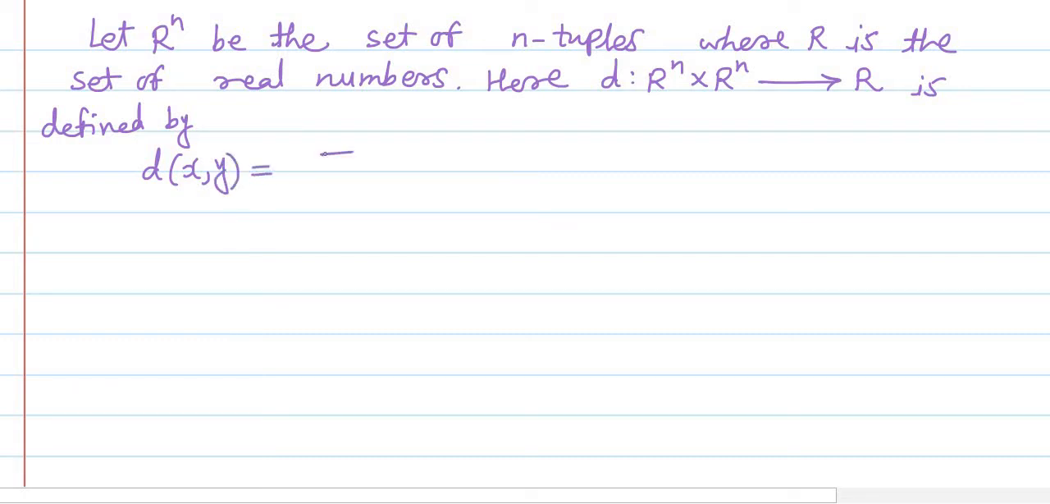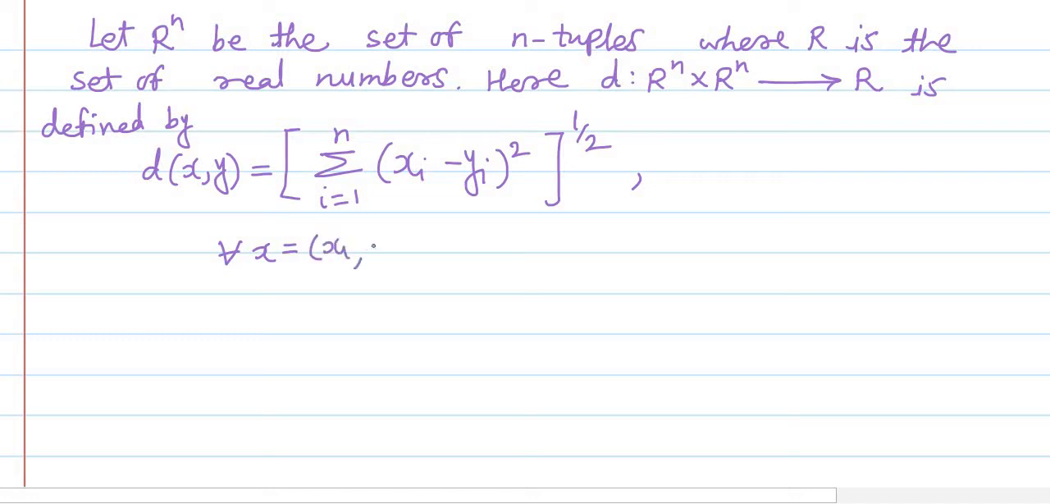which is equal to the summation over i equal to 1 to n of (xi minus yi) whole square, the whole bracket raised to 1 by 2. 1 by 2 power means under root. And this is for all x equal to x1, x2 continued up to xn. This is an n tuple, and y equal to y1, y2 up to yn. This is another n tuple, and these are any two members from R raised to n.